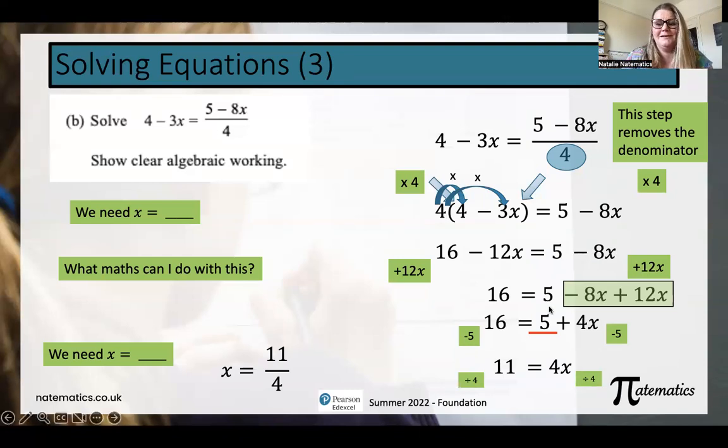So on the left, you've got 4 divided by 4, which is 1.